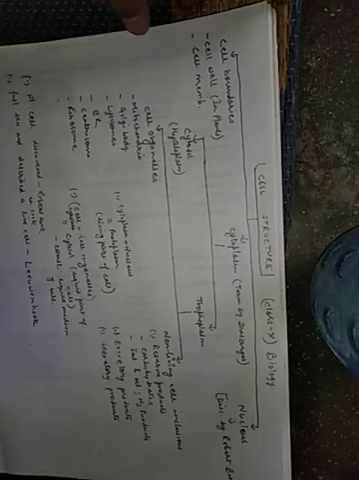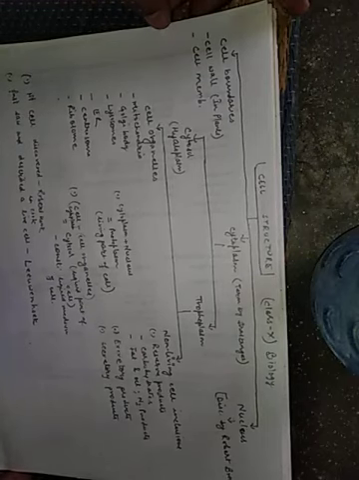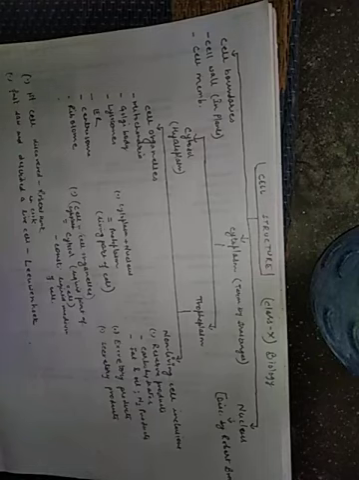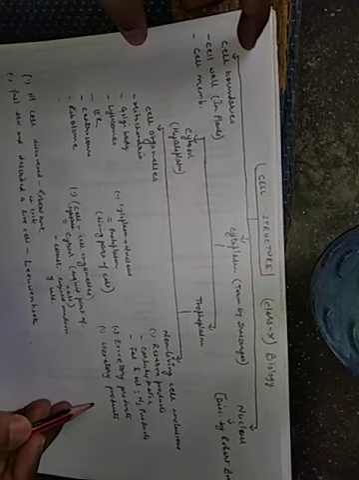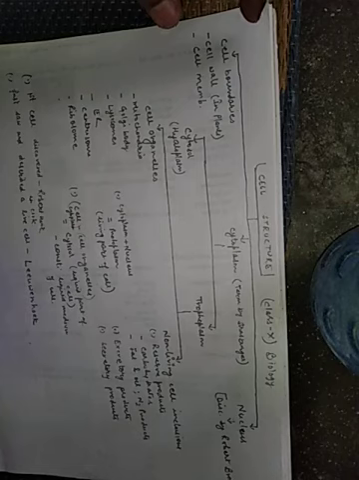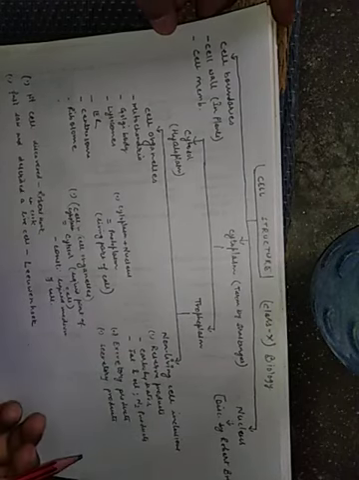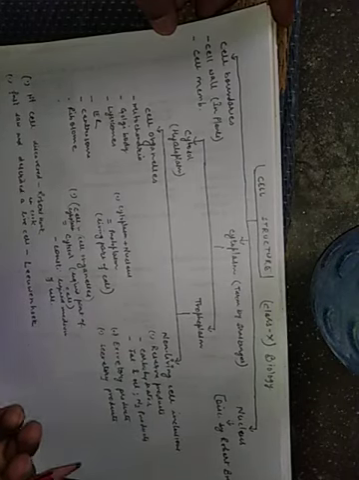Then secretory products, like nectar, which is secreted in the flowers of the plant. Then coloring matter, which is produced by the flowers or the plant body. So these are secretory products which are found in the cell parts.